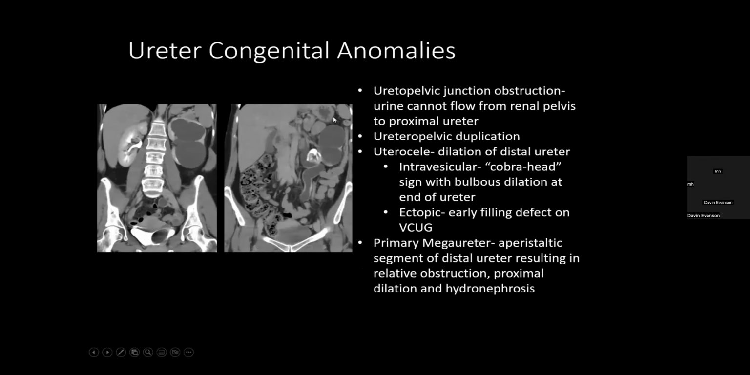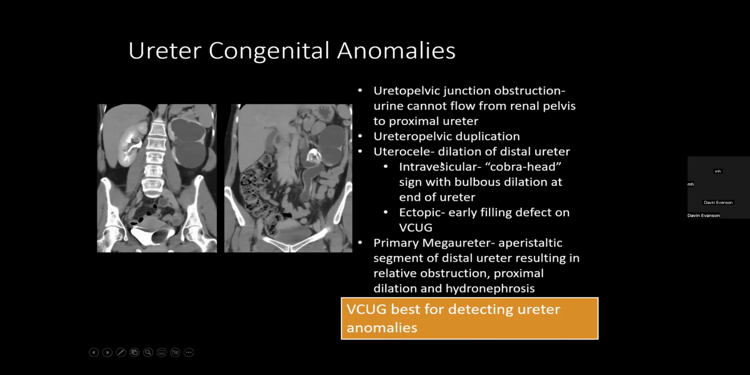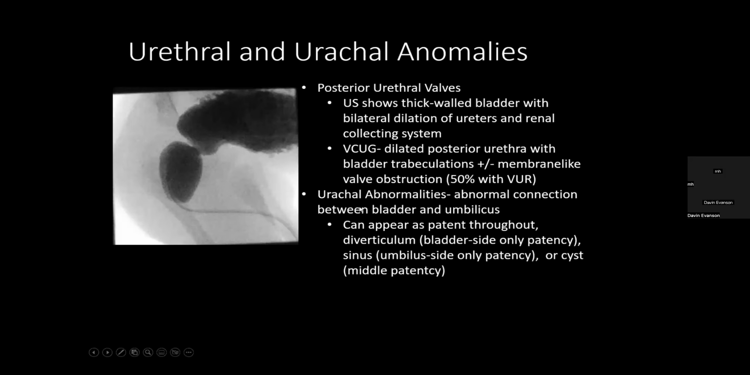Okay, some fun other anomalies, duplications, megaureters, you name it, anything that can go wrong can go wrong. You can look up the Weigert-Meyer rule with duplications. That's one of my favorite things. And VCUG is great for diagnosing these.